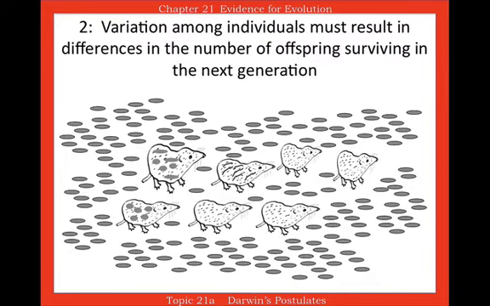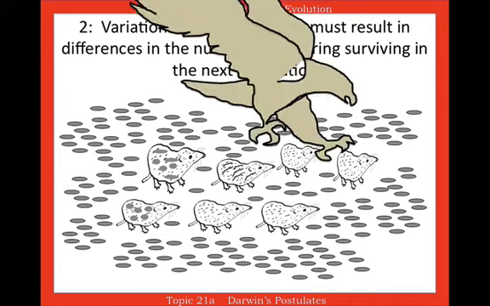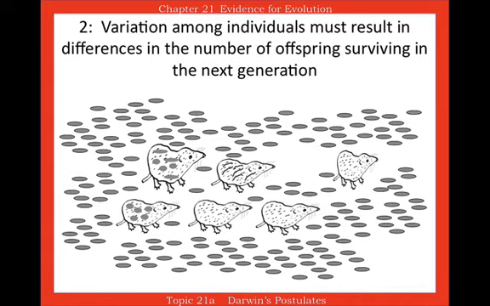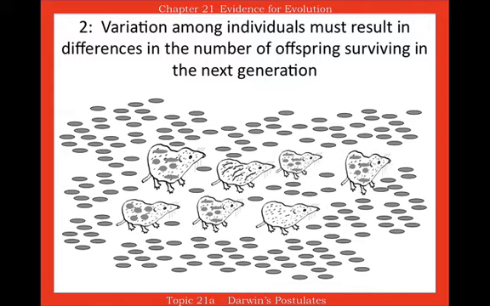The second is that variation among individuals must result in differences in the number of offspring surviving in the next generation. This means that individuals within a population who are best adapted to their current environment will leave more offspring than those less well adapted. So with our shrew example, the ones that are less well camouflaged are more likely to become prey. So the ones that are less well camouflaged will not survive, and the ones who are camouflaged will repopulate with babies who have camouflage like them.